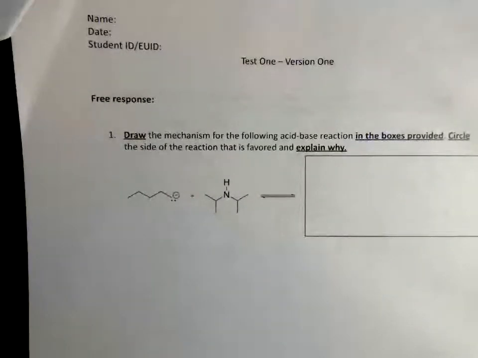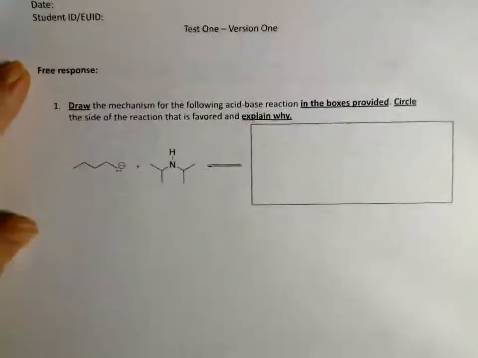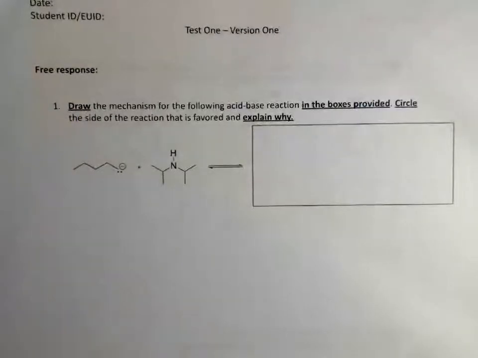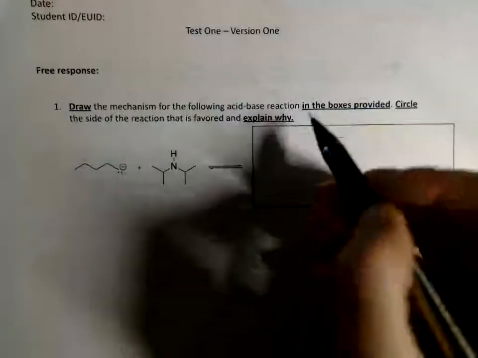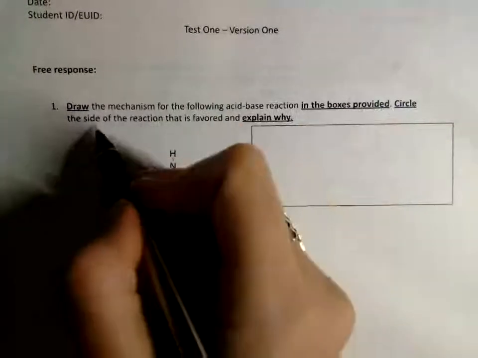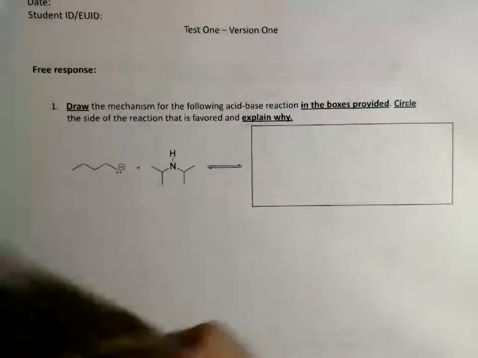Okay, that completes the multiple choice part of this. Let's go into the free response question. So draw the mechanism for the following acid-base reaction in the boxes provided. Circle the side of the reaction that is favored and explain why.